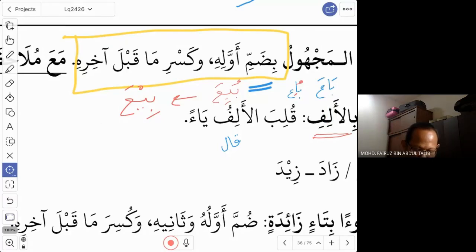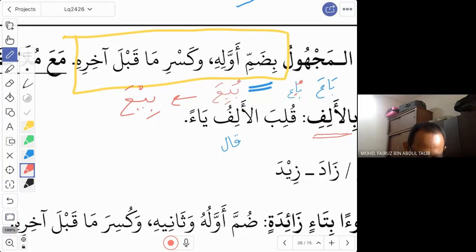Okay. So the same rule applies for the word qala. What do you think is the mabni lil majhul for qala? If you want to say it was said: qala, he said; qila, it was said. So what is the word? Qila. Yes. Or you can just compare this. Ba'a becomes bi'a, qala becomes qila. Good. Once you know that ba'a is bi'a, you will know that qala will become qila.